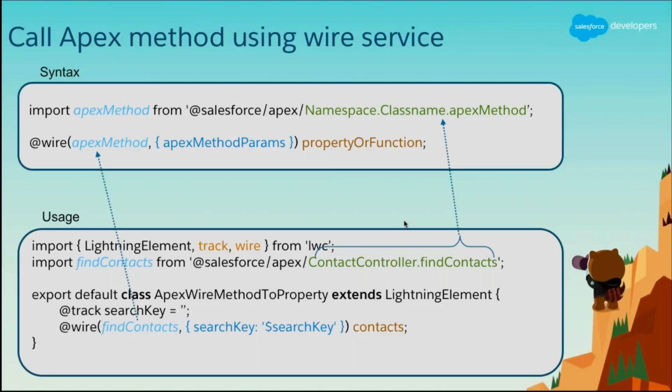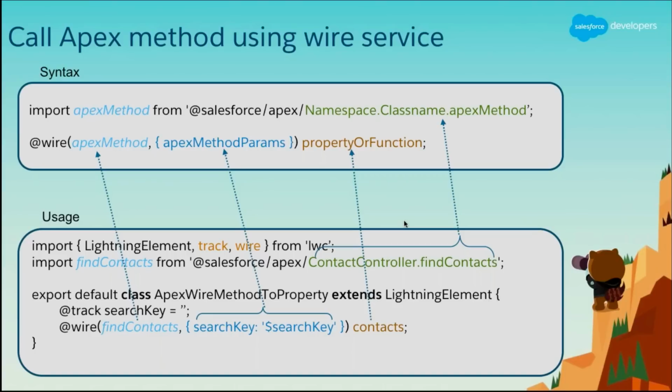And if that Apex method takes any parameters, then you can set the parameters in your configuration there. So you have a JavaScript object in which you can give name value pairs. For instance, here I'm giving a search key. So whatever the user is searching for, I'll get those contacts list. And then that can be assigned, just like your earlier wire adapter, to a property or a function. So technically, I don't see any difference in the way you use wire, whether it's Lightning Data Service or an Apex method.